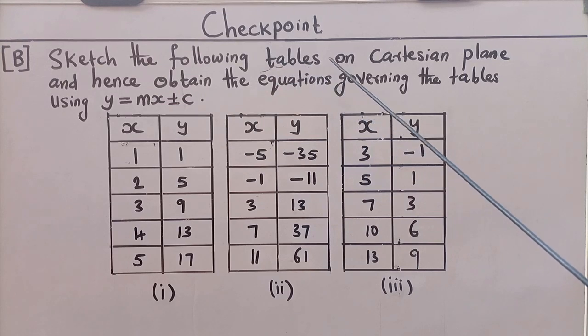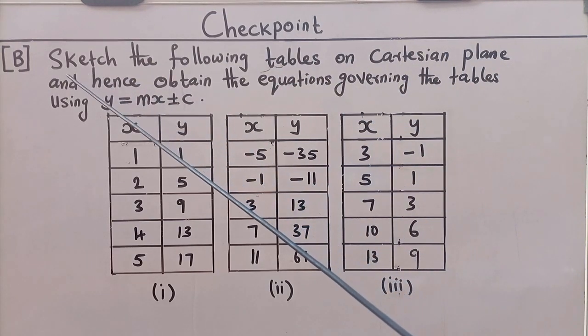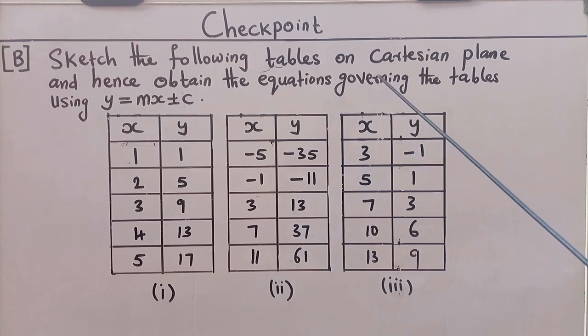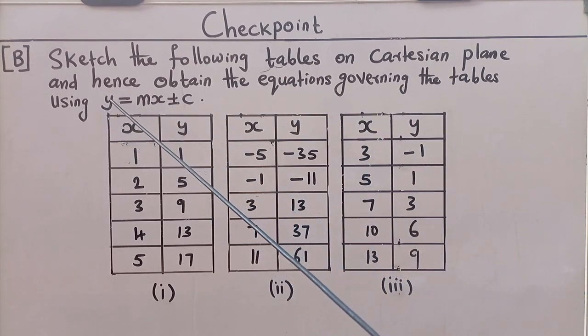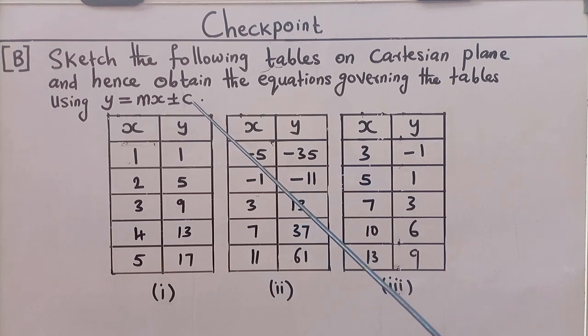Sketch the following tables on the Cartesian plane, and hence obtain the equations governing the tables using y is equal to mx plus or minus c. Please, before you make use of this equation, be sure that you have found the slope and the vertical intercept after getting the Cartesian sketches of these three tables. Table number 1, number 2, number 3. Please, do well to compare your results with the results of others.